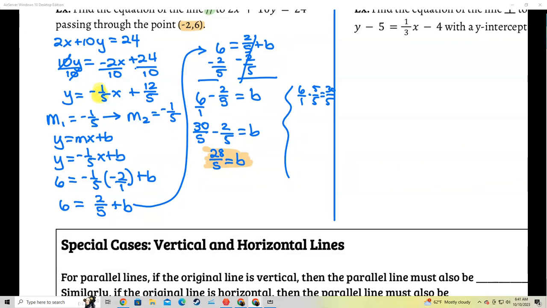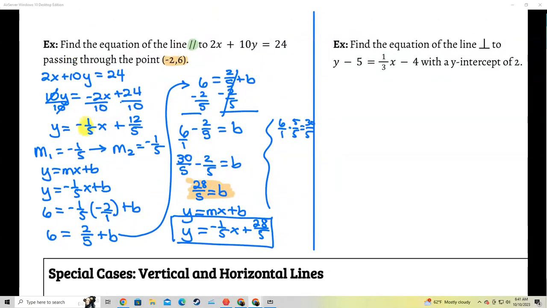So instead of y equals mx plus b, I'm going to rewrite this so that it looks like y equals negative 1/5 x plus 28 over 5, since my slope was negative 1/5 and my y-intercept is 28 over 5. And this is going to be my final equation. What do I know about this equation? I know it's going to be parallel to the first line, and I know it's going to pass perfectly through the point negative 2 comma 6.